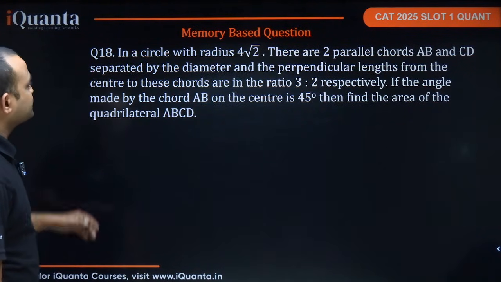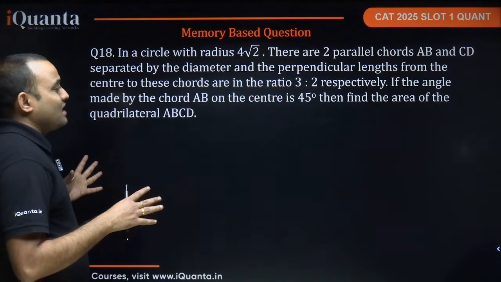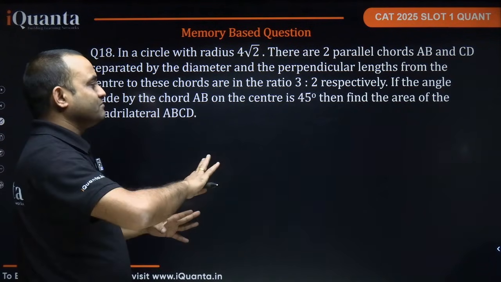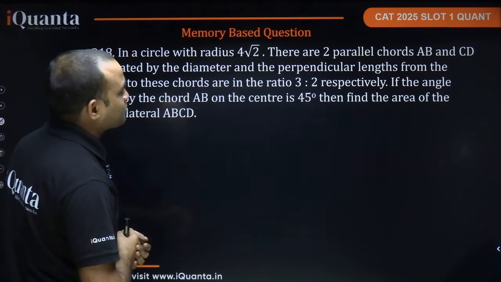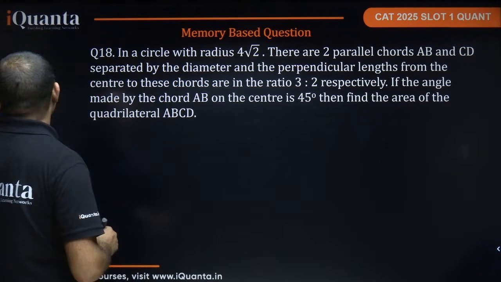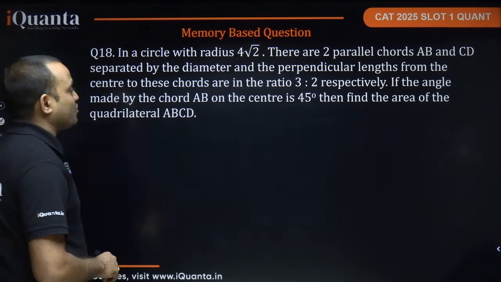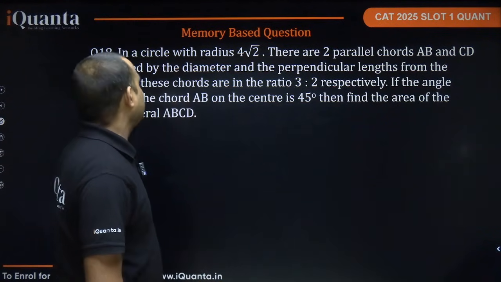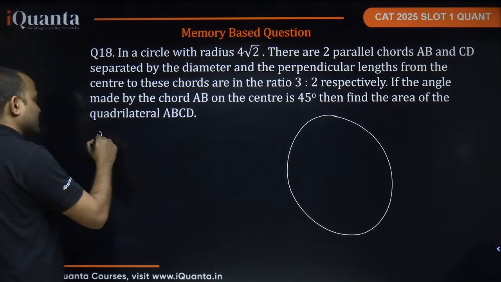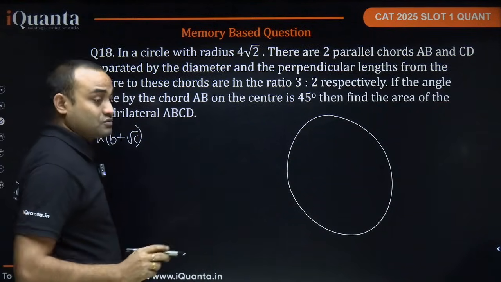Question number 18, in a circle with radius 4 root 2. Although I don't remember this question correctly, and I think there is some problem, although this is very calculating, but I will tell you not the answer, how to solve it. There are two parallel chords AB and CD separated by the diameter and the perpendicular lengths from the center to these chords are in the ratio 3:2 respectively. If the angle made by the chord AB on the center is 45 degree, then find the area of the quadrilateral ABCD. And all the 4 options were in the form of A into B plus root C. So you had to do some work here.